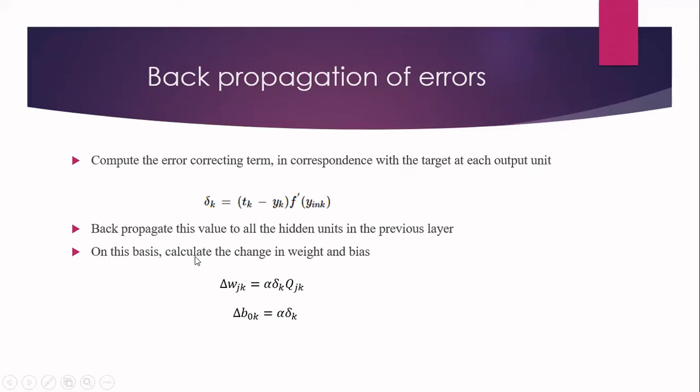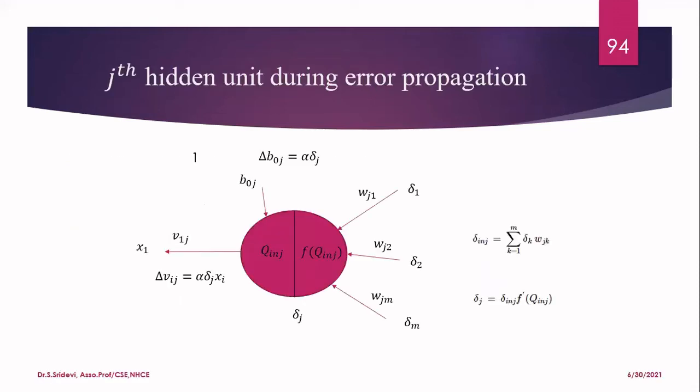Based upon this value, you are going to calculate the change in the weight and the bias. The change in the weight is given by this formula and the bias by this formula. We have already seen that. So this is done at the output layer during back propagation. Now let us see what will happen in the hidden layer. For that, I'm going to consider the jth hidden unit. It will be receiving the back propagation message from so many output units.